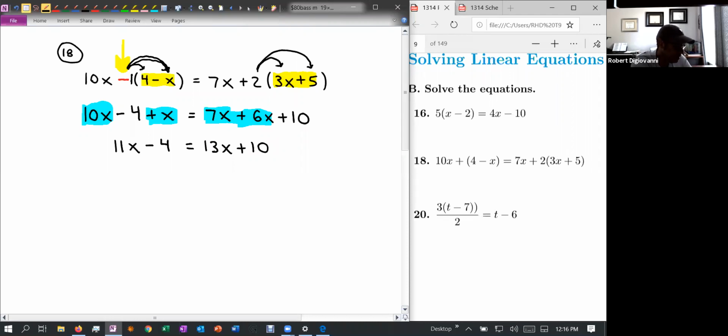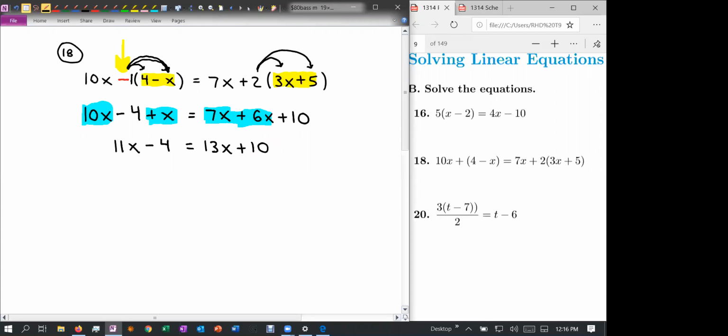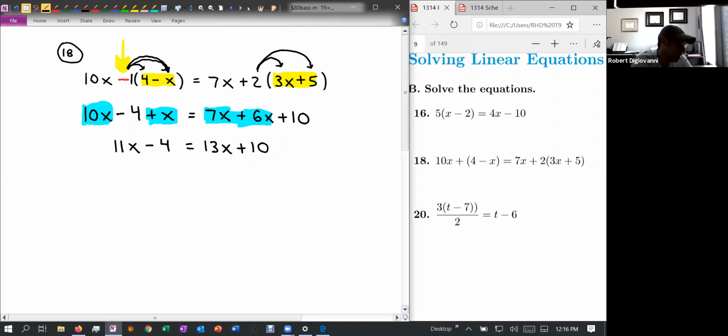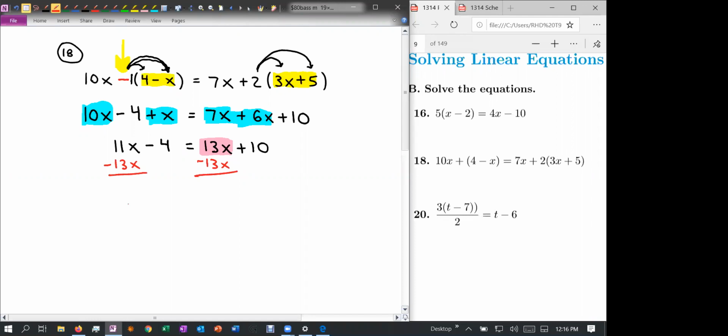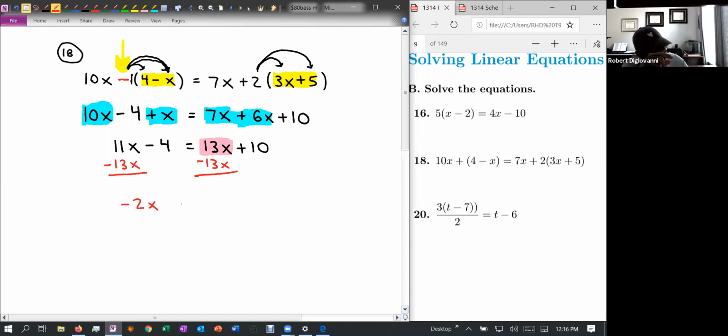So now let's isolate. Let's get the x by itself. I'm going to stick with the x on the left side. I'm going to try and keep my x's on the left. So that means I have to take out this 13x. So to take that out, I have to subtract it on both sides. I'm subtracting because it's positive 13x, so I'm taking away 13x. And I have to do that on both sides. So what is 11x take away 13x's? Negative 2x. Yeah, negative 2x. And then we still have minus 4, and then equals, these went away, and then 10.